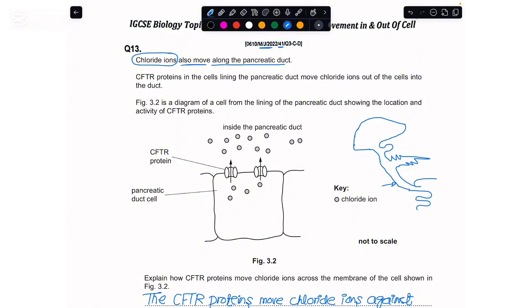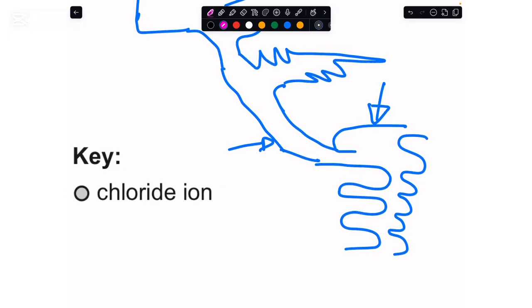And this pancreatic duct carries the digestive juices from the pancreas to the first part of the small intestine, which is the duodenum. Now, what they tell us further is that there are proteins, the CFTR proteins, and they are available in the cells that line the pancreatic duct, and they move the chloride ions out of the cells into the duct. If I just move you here, we have some cells in the pancreatic duct. These cells have some proteins in them, and they are saying that these proteins are called CFTR proteins.